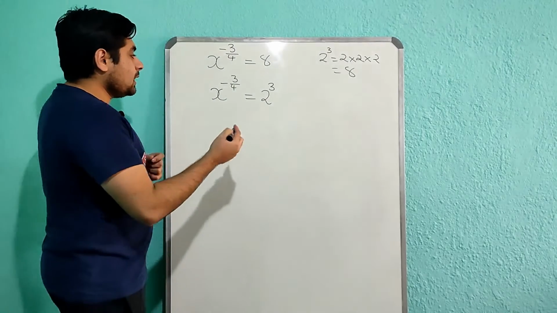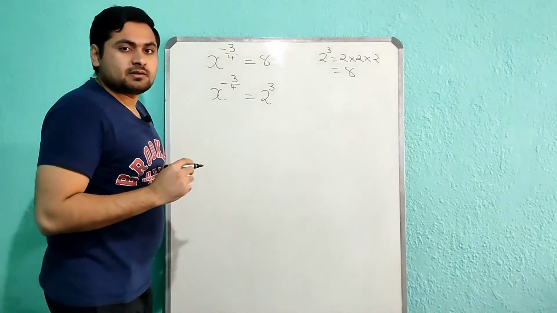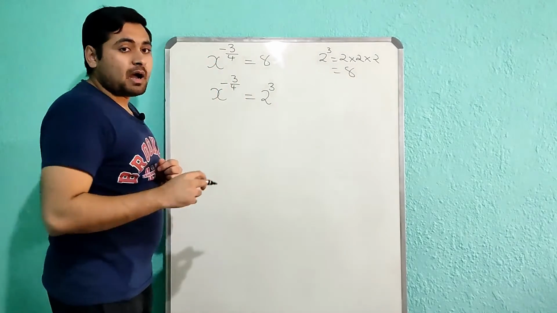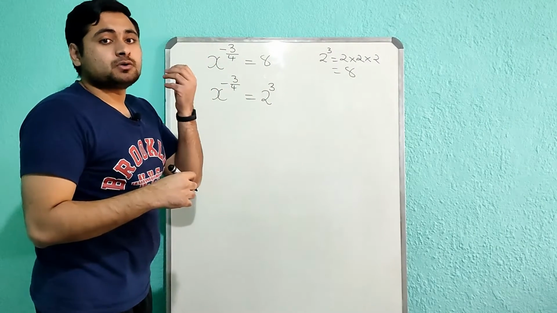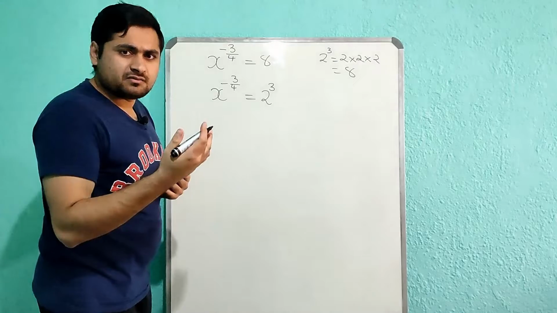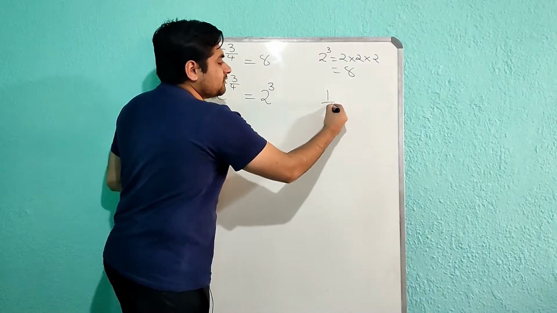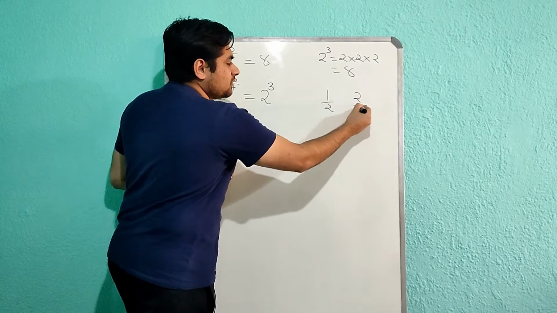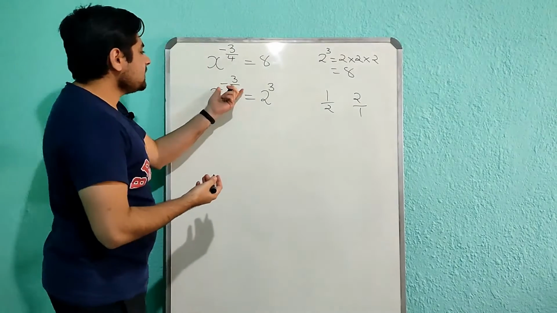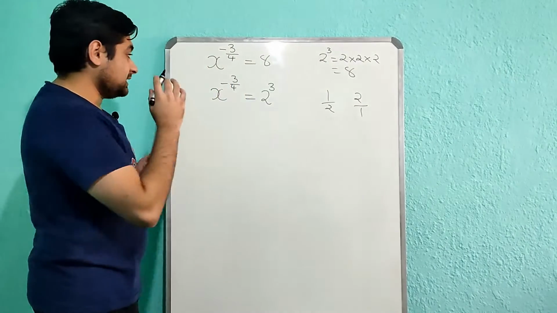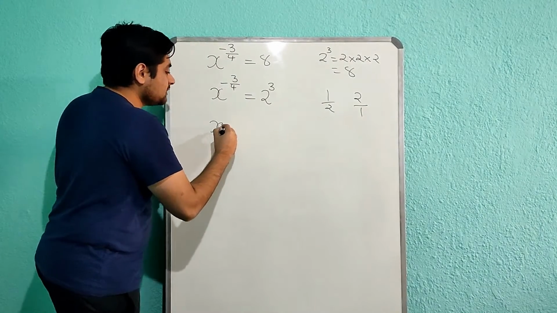The next step, we are only looking for the x. So we need to get rid of the power. So what are we going to do? We are going to multiply by the inverse, right? So what is the inverse of half? Inverse of half is 2 over 1, right? Like that. Here we have 3 over 4, but a negative 3 over 4. So we need to get rid of that.